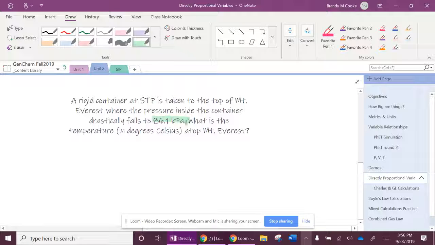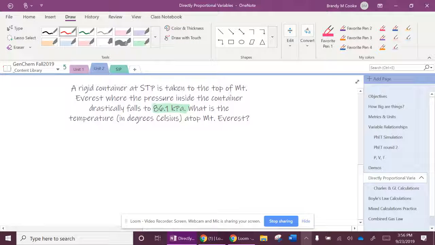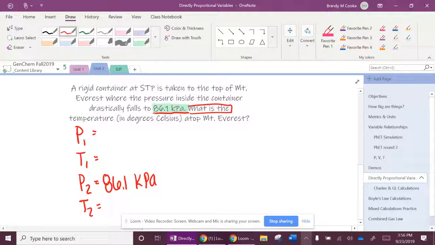They're going to see one number and they're going to freak out because, as we know, we need four different variables to be filled in. So if this is pressure and it wants to know temperature, I'm going to have P1, T1, P2, and T2. Well, using context clues, I can figure out that this is going to be my P2 because it says the pressure falls to, meaning it becomes this. So my P2 is 86.1 kPa. And my T2, well, that's the question here. What is the temperature? And so that's my X.